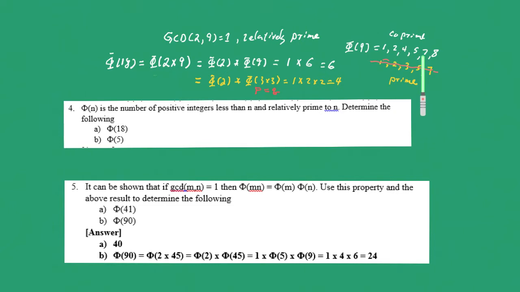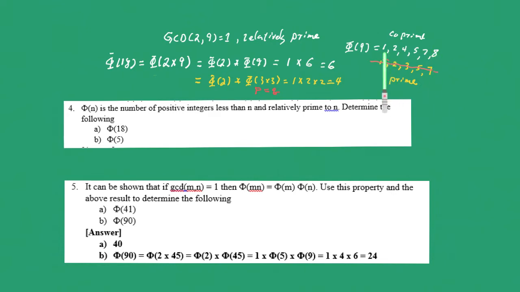So 5, 7, 8. Don't make a mistake like some did. They call it 1, 2, 3, 5, 7. That's the prime numbers below 9, but that's not what we want. We want relatively prime to 9. 4 is not a prime number, but it's relatively prime to 9. And even 8 is not a prime number, but it's relatively prime to 9.